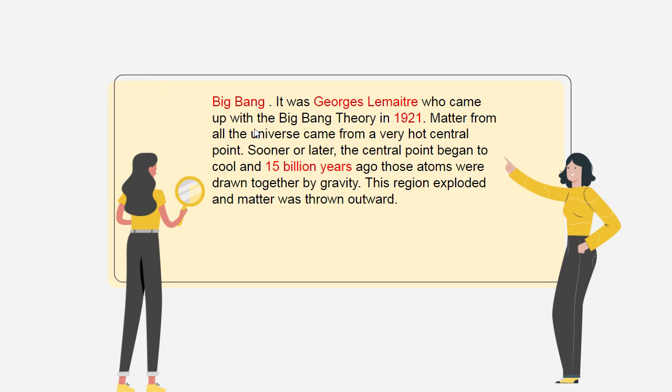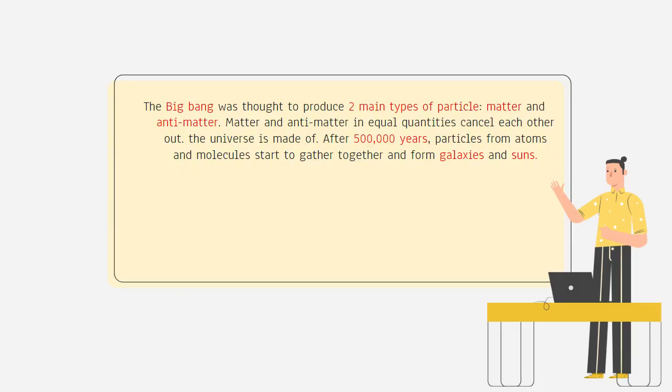The Big Bang should have created equal amounts of matter and antimatter in the early universe. But today, everything we see, from the smallest life forms on Earth to the largest stellar object, is made almost entirely of matter. Next one, antimatter. The Big Bang was thought to produce two main types of particle, matter and antimatter. Matter and antimatter in equal quantities cancel each other out.